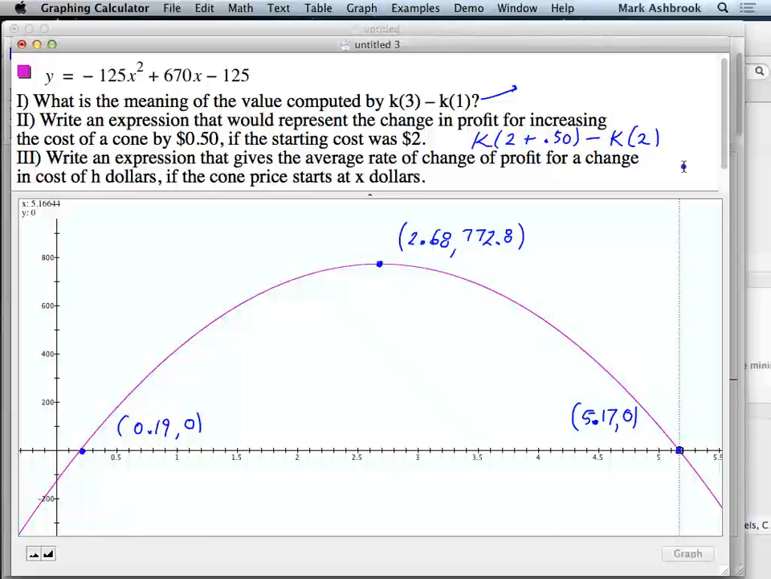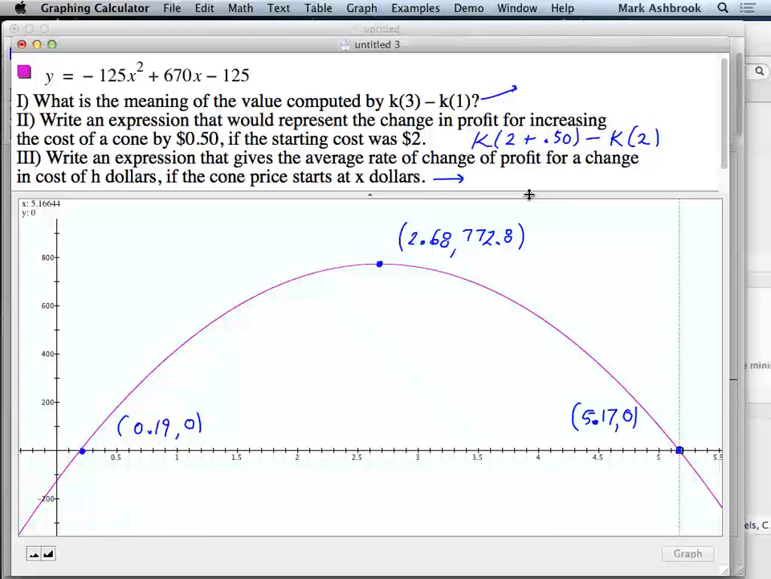Okay, last one. The average rate of change of profit for a change of cost of H dollars if the cone price starts at X dollars. You've got to be able to do this. What would that be? Can you do it? See if you can do it. If you haven't tried yet, go. Take 30 seconds and we'll be done. You've got to be able to write this. The average rate of change.